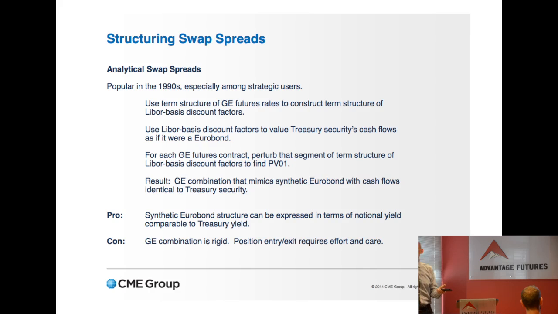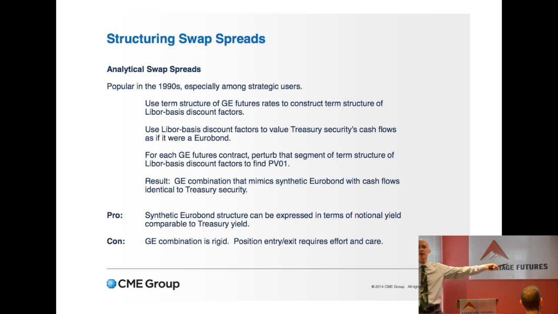With a little bit of work, you can also get the dollar value of an 01. You can jitter each of these Eurodollar futures contract rates by a bit. You can see how the present value of this treasury note changes, and bingo, you got your PV01.